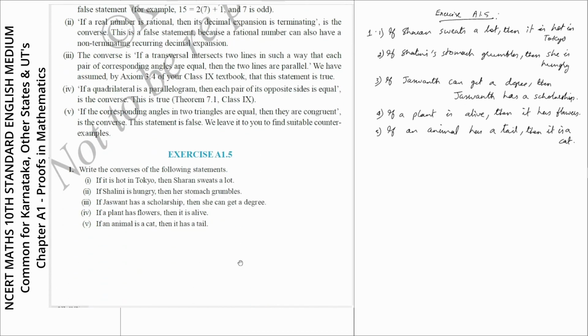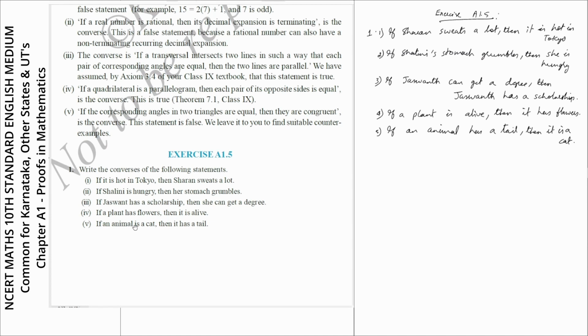Next is exercise A 1.5. Write the converse of the following statements. If it is hot in Tokyo, then Sharon sweats a lot. So the converse will be, if Sharon sweats a lot, then it is hot in Tokyo. Second sub question, if Shalini is hungry, then her stomach grumbles. So the converse will be, if Shalini's stomach grumbles, then Shalini is hungry. Third statement is, if Jaswant has a scholarship, then she can get a degree. So the converse will be, if Jaswant can get a degree, then Jaswant has a scholarship.